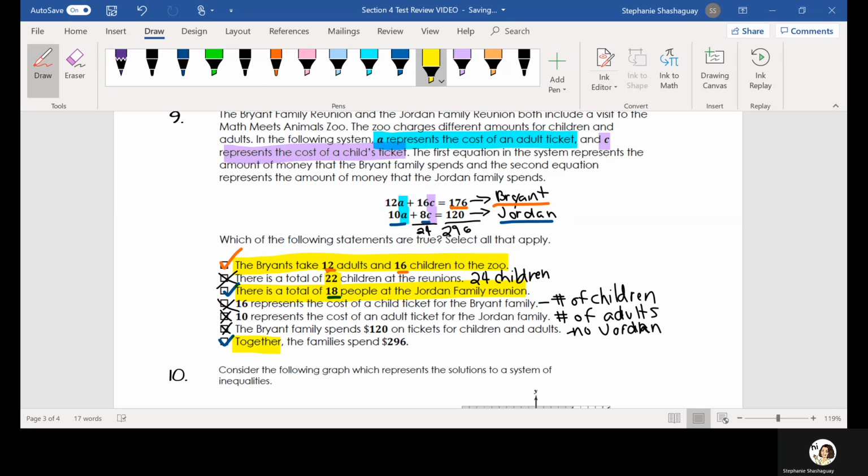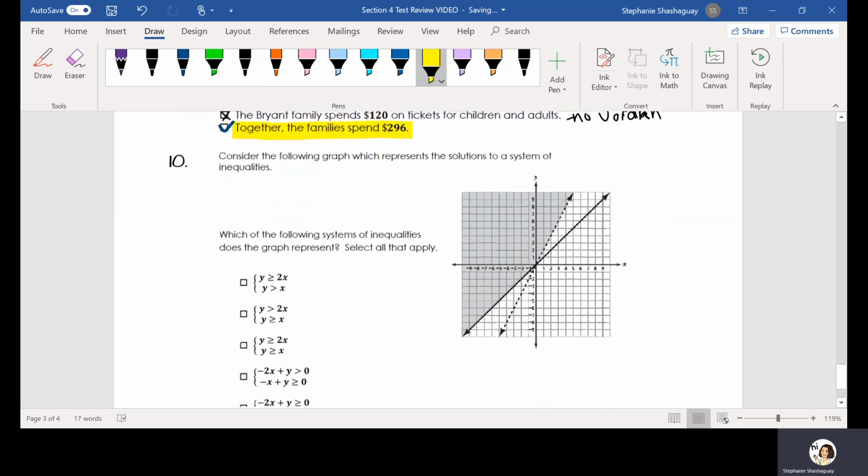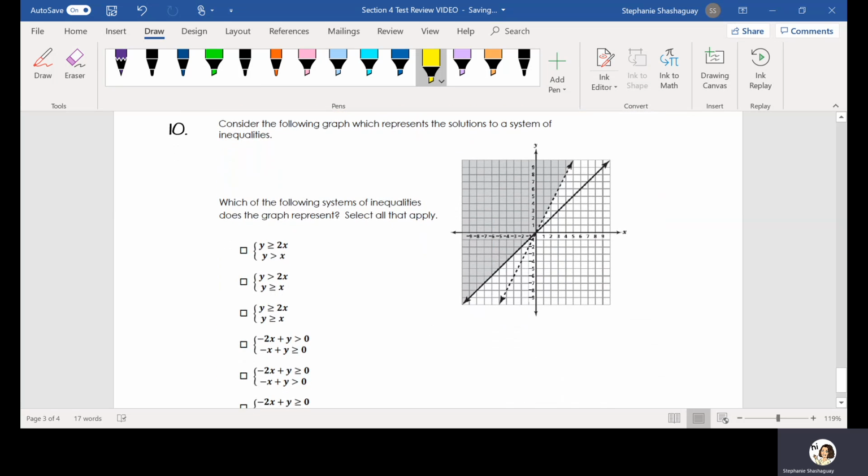So my correct answers are A, C, and G. The ones highlighted are your correct answers. Okay, we have one more question.